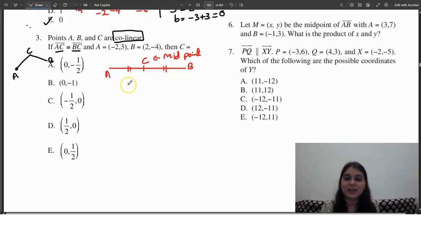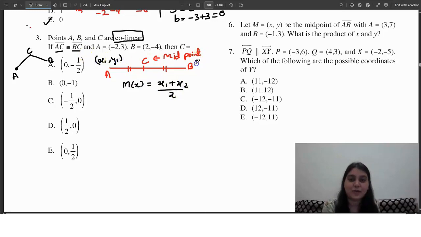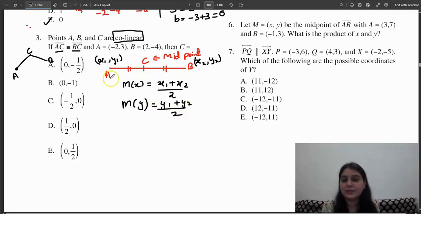Now midpoint formula is: x coordinate of the midpoint is x1 plus x2 by 2. This should be x1 comma y1. This should be x2 comma y2. And in the same way, y coordinate is y1 plus y2 by 2. So we can use this.